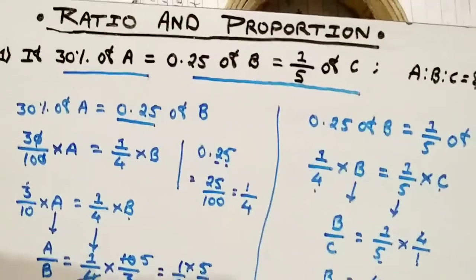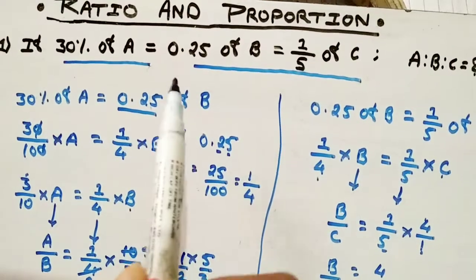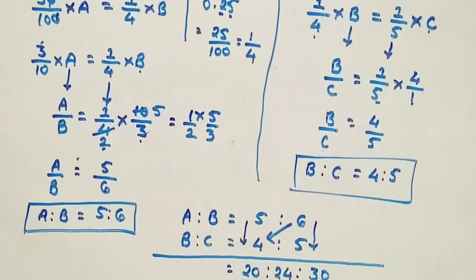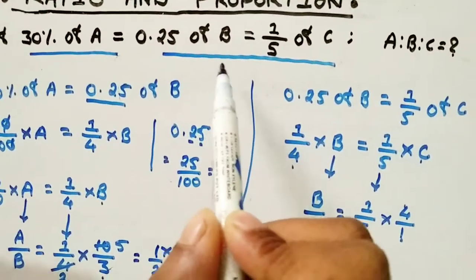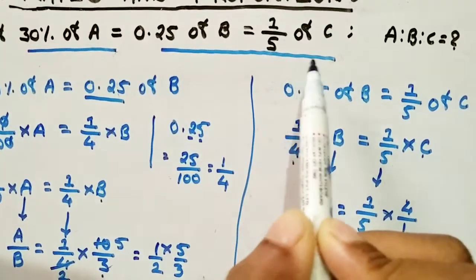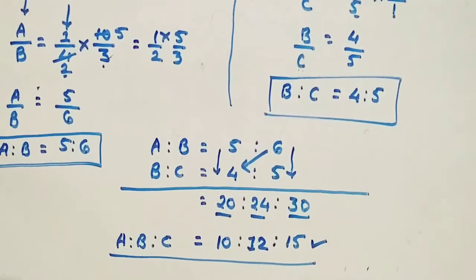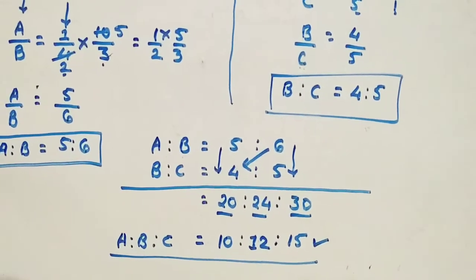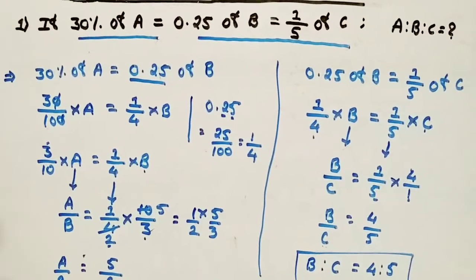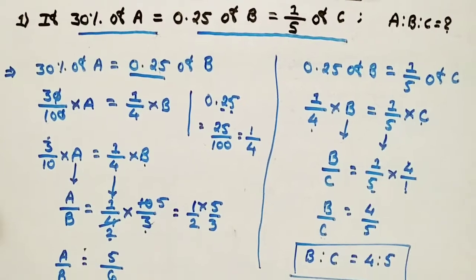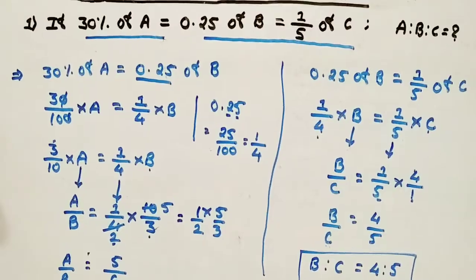So what we will do: firstly we compare the first two terms with each other and find out A is to B, then after that compare B to C and find out B is to C, then find out A is to B is to C. Simple student, I hope you understand very well and you are studying well, right?